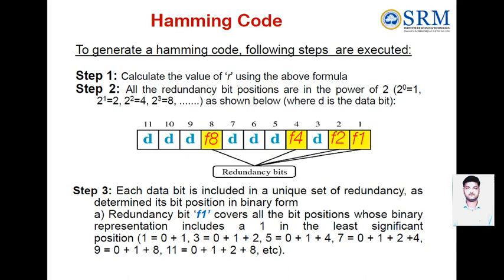Now we need to determine the values of F1, F2, F4 and F8 when the values of all the data bits are given. The formula is that for F1, as its position is 1, it covers all the positions whose binary representation includes a 1 in the least significant position. The positions are 1, 2, 3 up to 11 in this section.